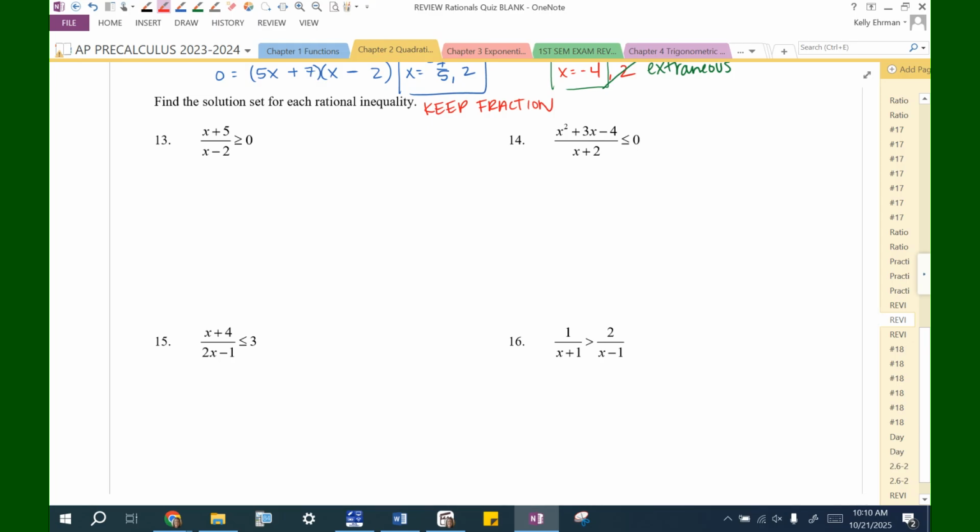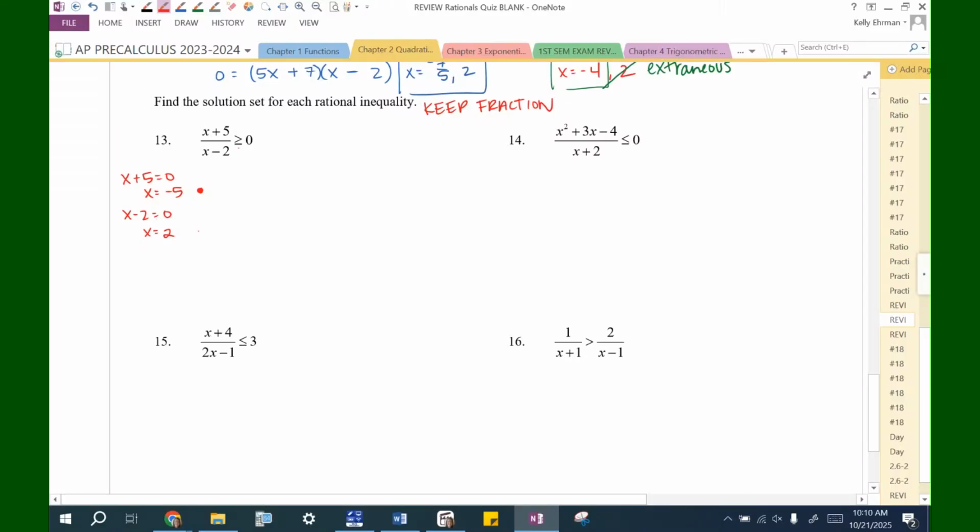All right, so first one is already compared to 0. We get right down to saying, well, x plus 5 equals 0. So x equals negative 5. x minus 2 equals 0, so x equals 2. The negative 5 is an x-intercept. It came from the top. It's going to be plotted with a closed circle because this says greater than or equal to.